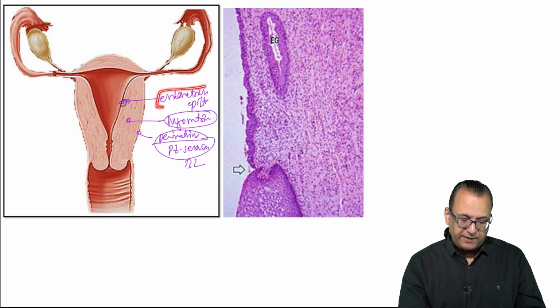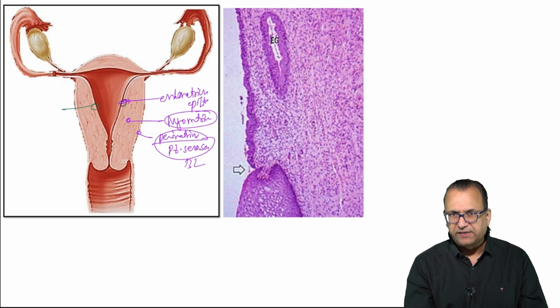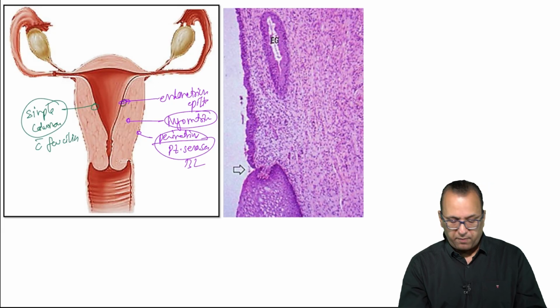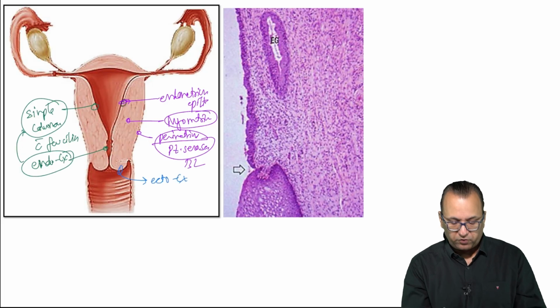Now, what is the epithelium like? Epithelium is just like the uterine tube. It is simple columnar, but without cilia. Very few scattered cilia may be there. So, simple columnar epithelium in the uterus, endometrium, with few cilia. The same thing you can say about the endocervix. Endocervix will have simple columnar epithelium, but as you focus upon the ectocervix, which is protruding into the vagina, it will have the same epithelium as the vagina.